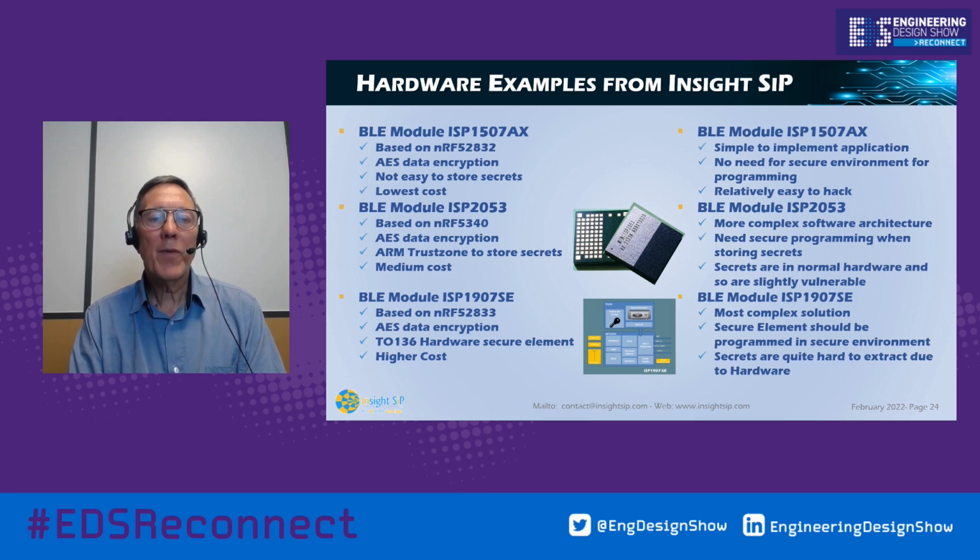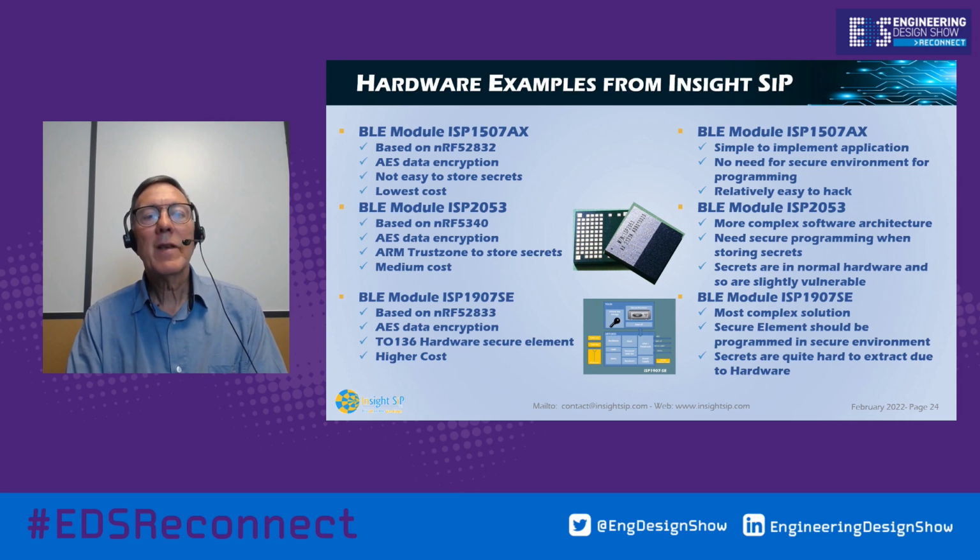The next level of protection is available in the ISP 2053, based on a next generation Nordic device, NRF 5340. It also has AES data encryption, but it also has an ARM trust zone in which you can store secrets. And in the ARM trust zone, once you put a secret into the trust zone, you can't get it out. You can, of course, use the secret to decode, encrypt, or do other things with, but you can't actually copy the secret out again. That's part of the whole idea of having a secure element or a trust zone.